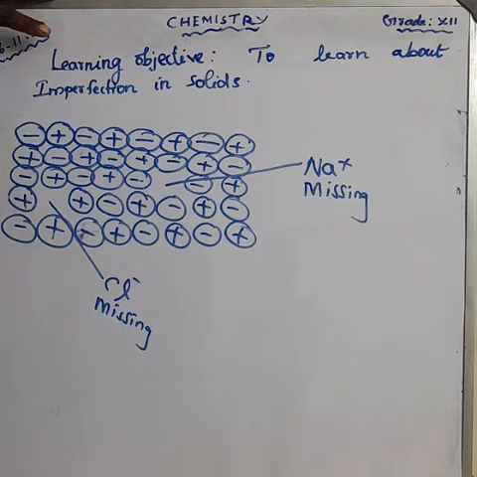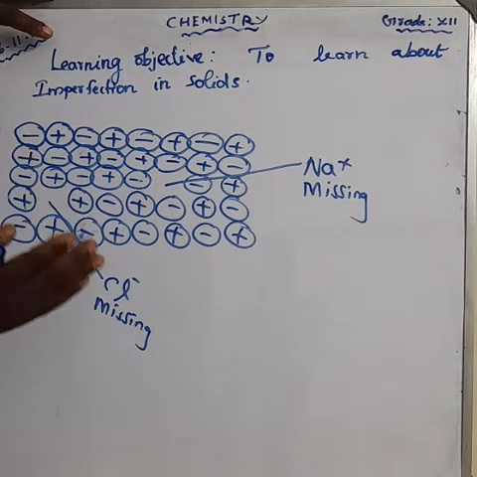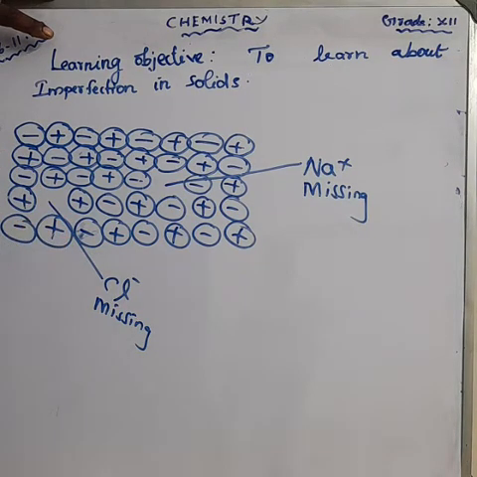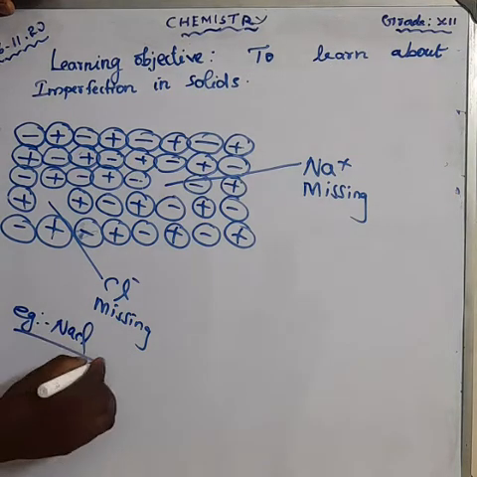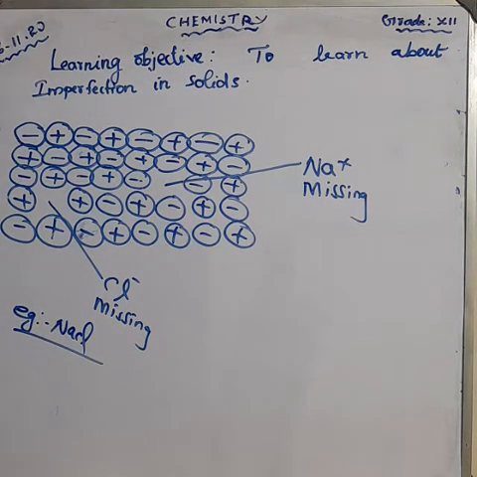This occurs in an ionic solid in which the cation and anion are of almost similar size. Clear? A very good example is NaCl, sodium chloride. So, a very important question: what do you understand by this?